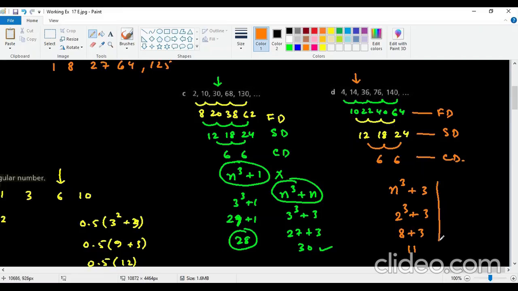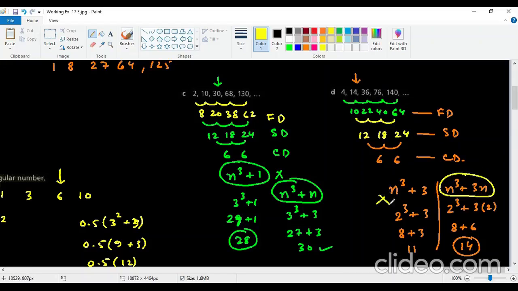Now let's begin with another trial. n cube plus 3n. Let's see if this gives us the correct answer for term 2. That means 2 cube plus 3 times 2. That means it's giving you 8 plus 6, which is 14, which is the right answer. That means this term rule should be considered the correct answer for this question, and this one is wrong.